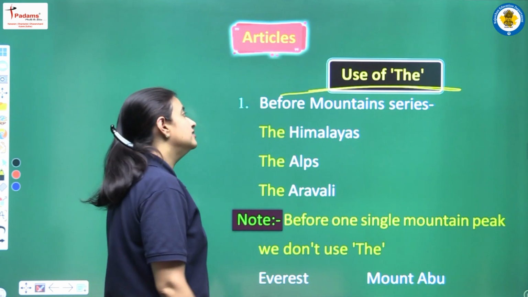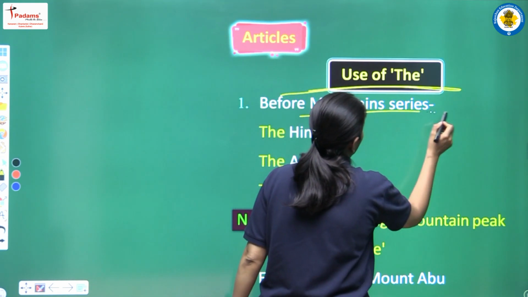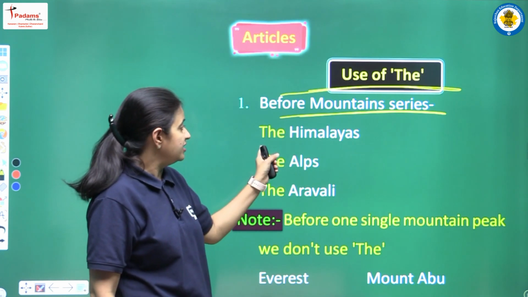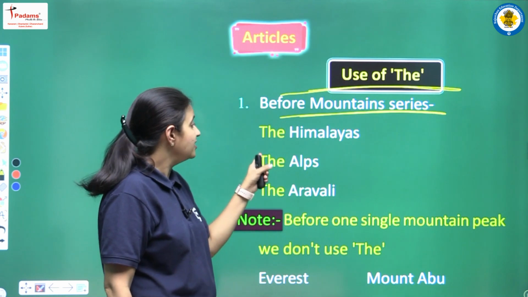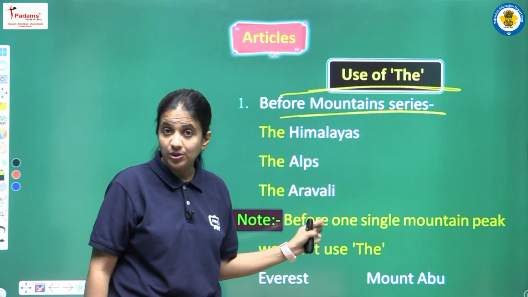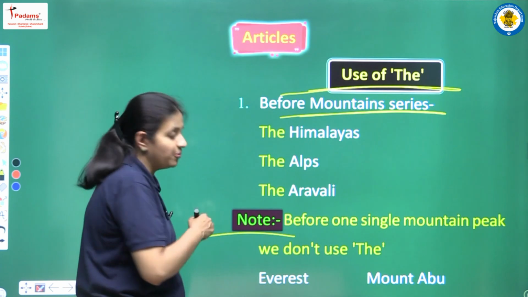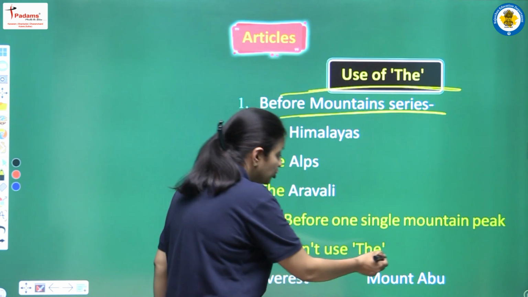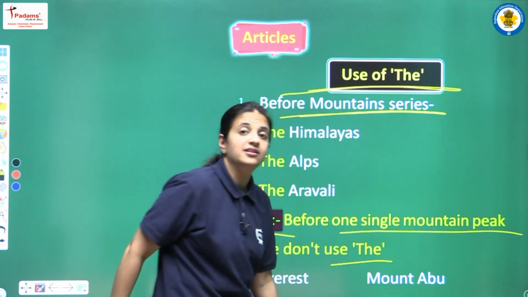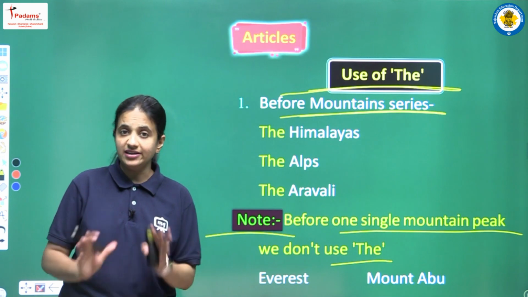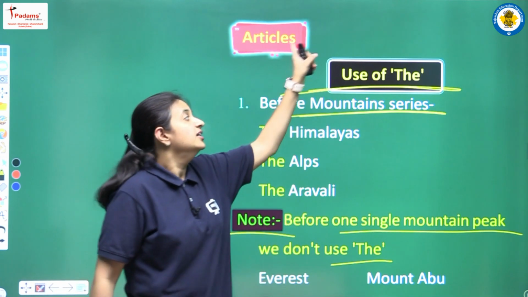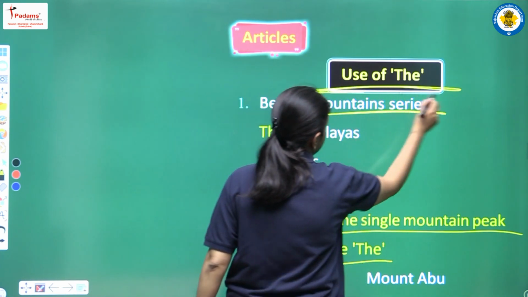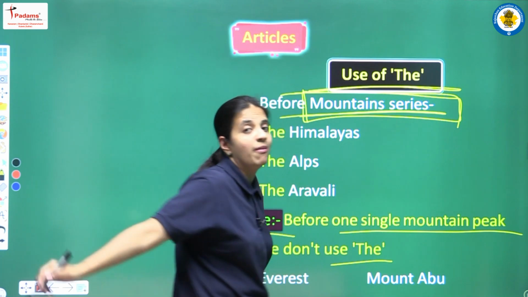First, this article is used before mountain series. For example, we can write the Himalayas, the Alps, the Aravalli. The important note is that before one single mountain peak we don't use the article the. Students, you have to be very careful, because according to this point the article is used before mountain series.